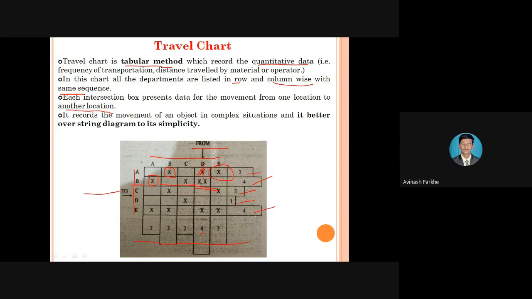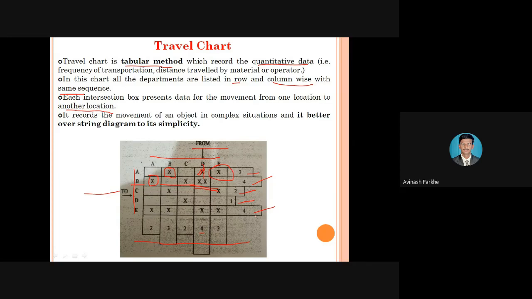So through this tabular chart, you will get detailed information about how much distance is traveled by that particular operator, or how much distance is traveled by that particular material from one machine to another machine. It can be represented in tabular form. Therefore, you can easily understand the actual distance traveled by that material or operator. So this is about the travel charts.